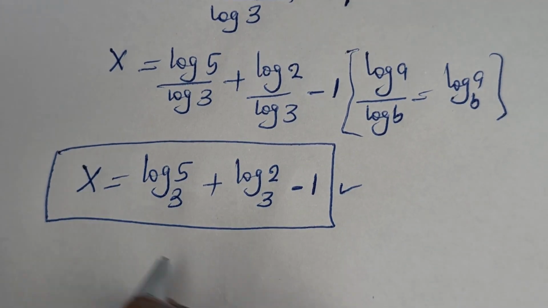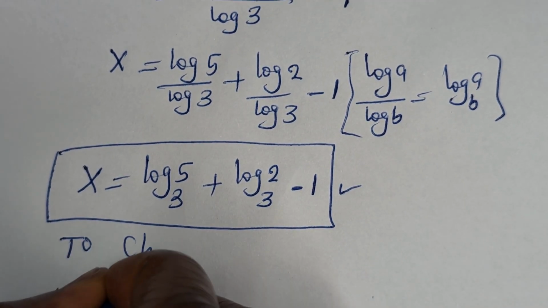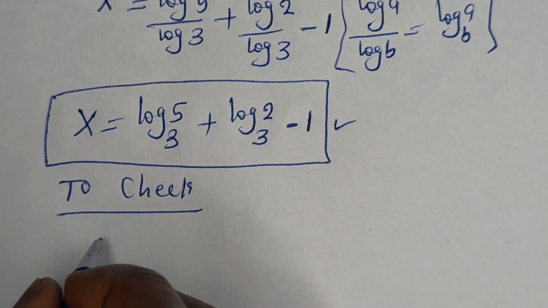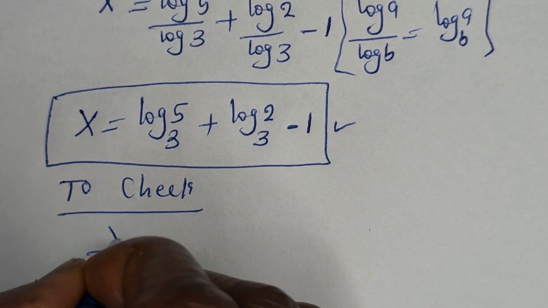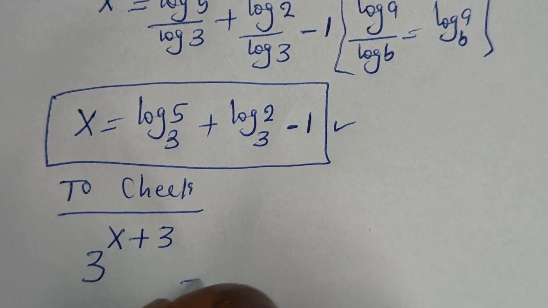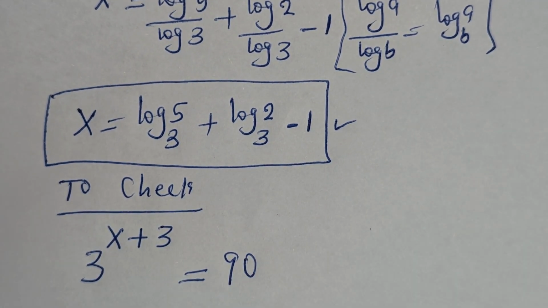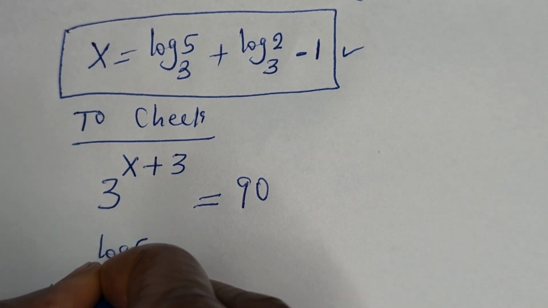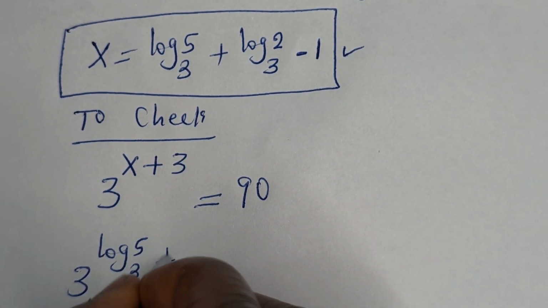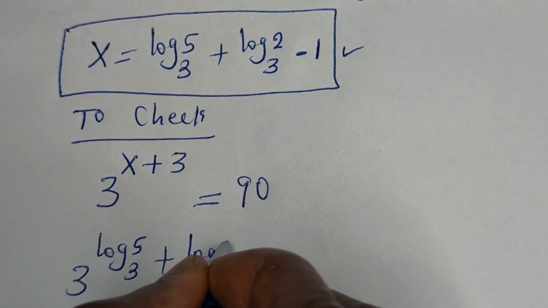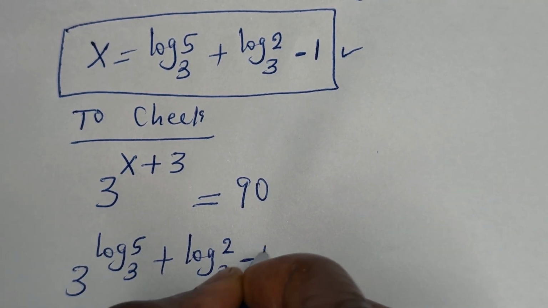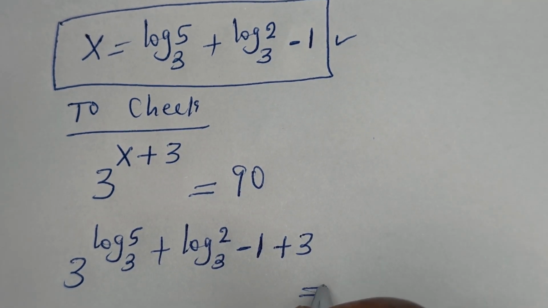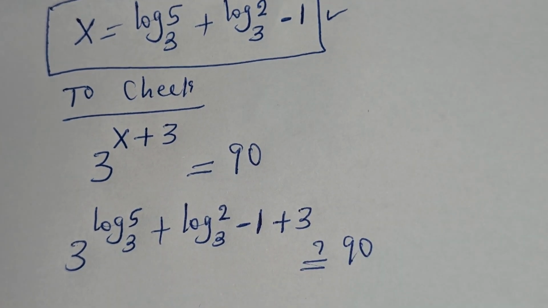Let's check. To check, we have the given equation 3 raised to power s plus 3 is equal to 90. Then this is 3 raised to power log 5 base 3 plus log 2 base 3 minus 1 plus 3 must be equal to 90.